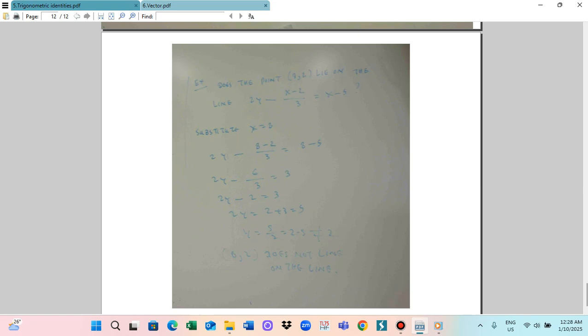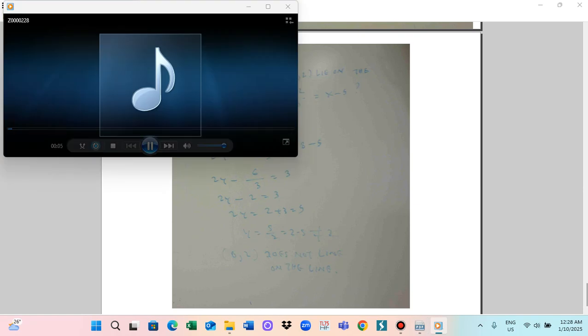So those are the coordinate geometry formulas and theory. Okay, I will continue with the next topic. That means there are two quantities, length and direction.